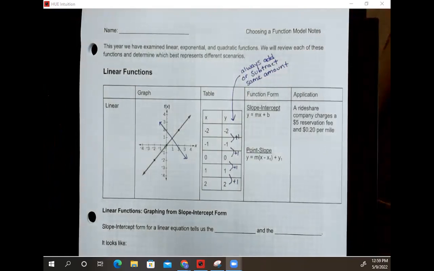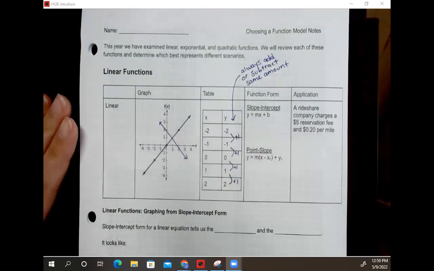Now, when we talked about linear functions in the fall, we did talk about 3 forms for a linear function. The one I'm not including here is standard form. I want to focus on things that you're going to encounter in Algebra 2. And in Algebra 2, you will rarely, if ever, see a standard form linear equation. However, you will see slope-intercept and you might see point slope. So we're going to focus just on those 2.